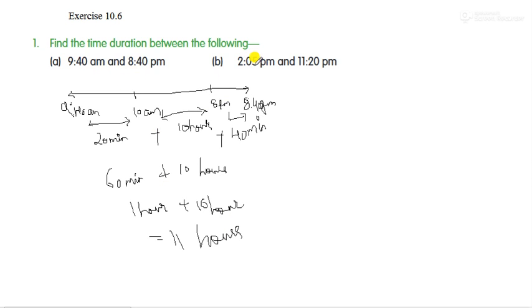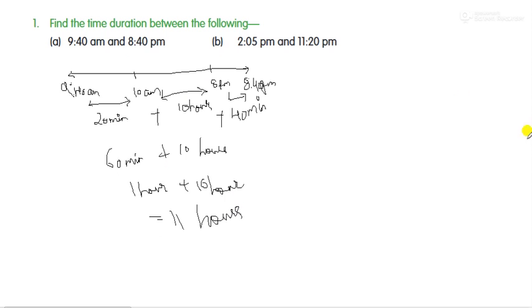Now here in the B bit we have 5 p.m. to 11:20 p.m. Here 5 p.m. to 3 p.m., the difference is 55 minutes.